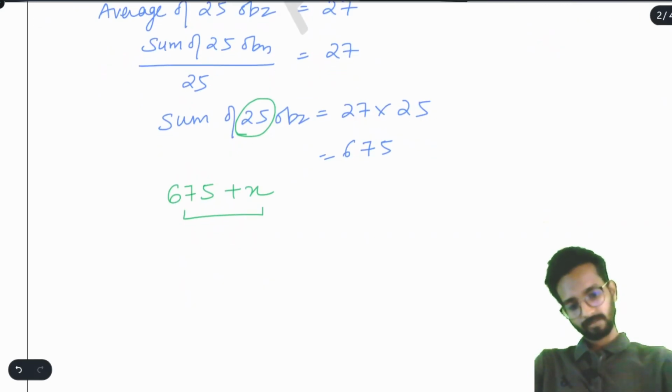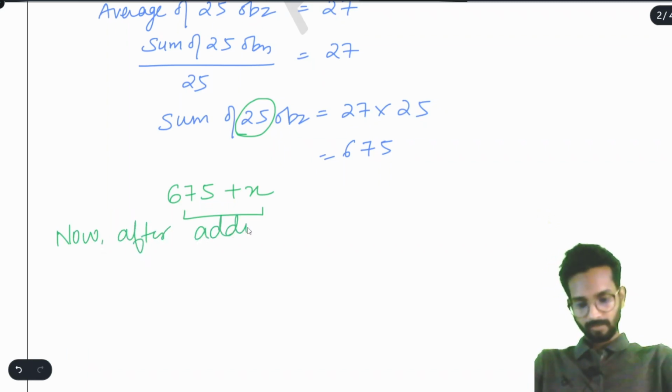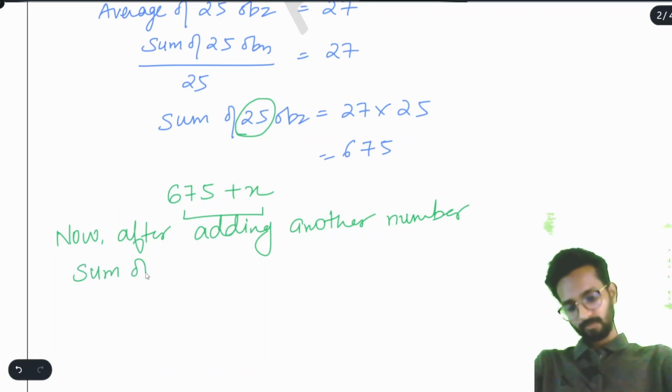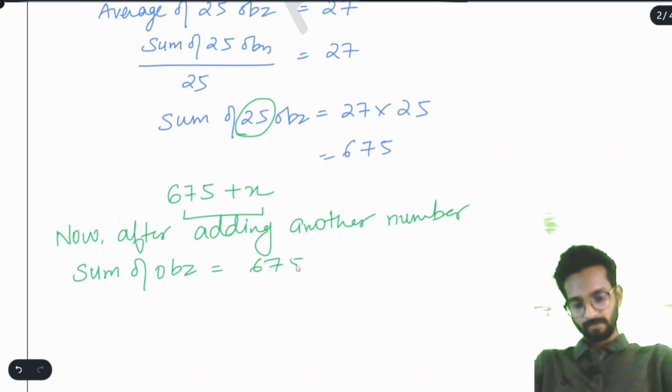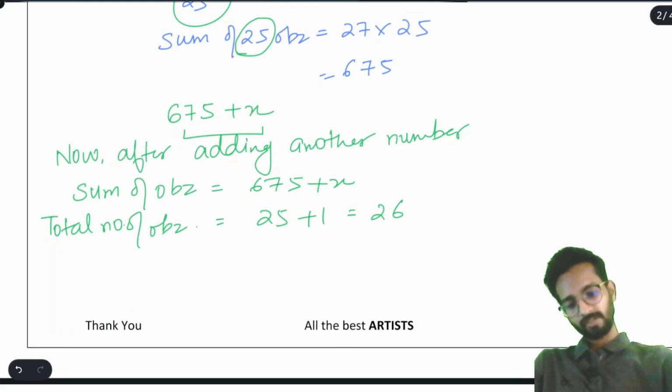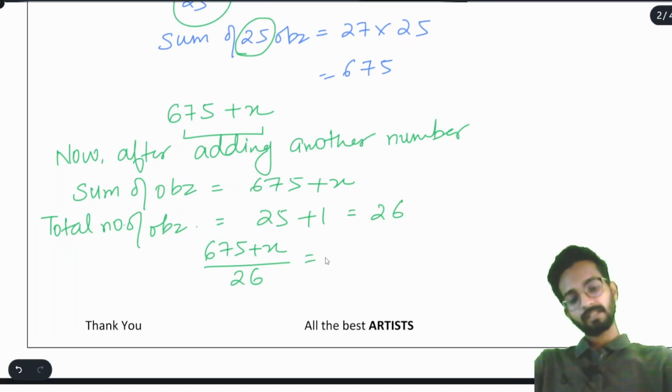So understand this, now after adding another number, the sum of observations will become 675 plus x. First the total number of observations was 25. Now because we are adding one more item, it will become 26. So now if I find the average, the average will be 675 plus x divided by 26. And the question says that the average remains the same.